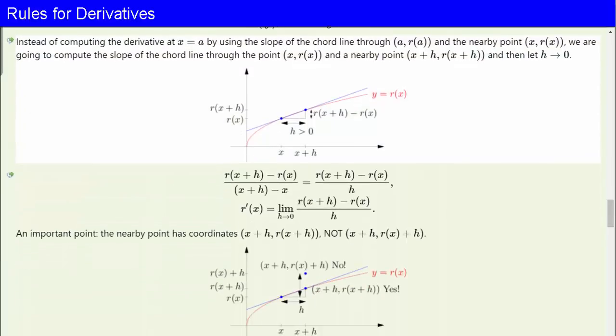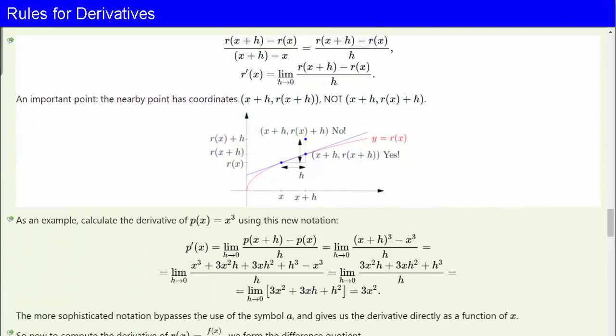For the proof of this rule, we are going to introduce a slightly different notation for the difference quotient. Instead of computing the derivative at x equal a by using the slope of the chord line through a, r of a and the nearby point x, r of x, we are going to compute the slope of the chord line through the point x, r of x and a nearby point x plus h, r at x plus h, and then let h go to 0. This more sophisticated notation just corresponds to renaming the 2 points that we use for the slope calculation. Here is a picture.